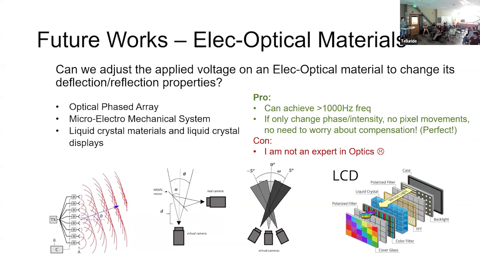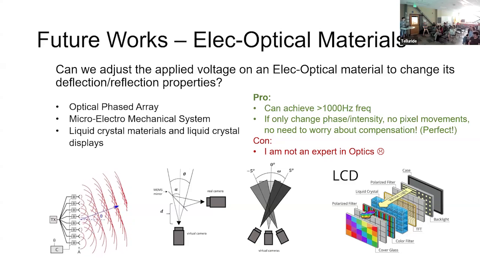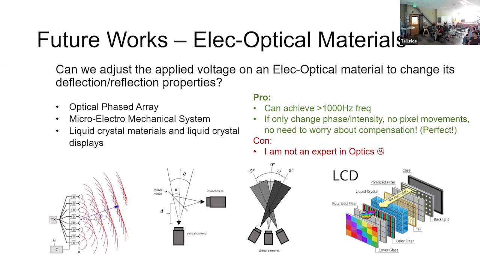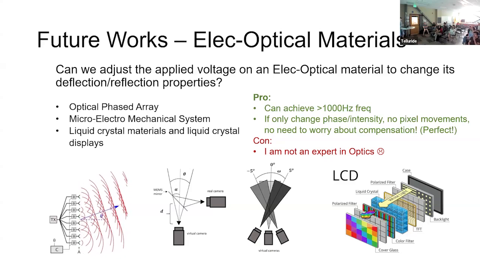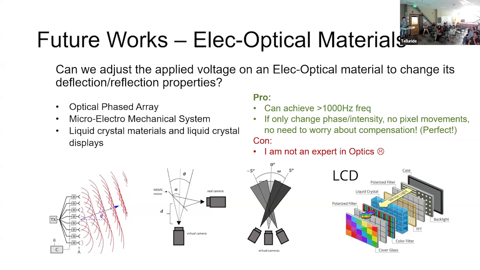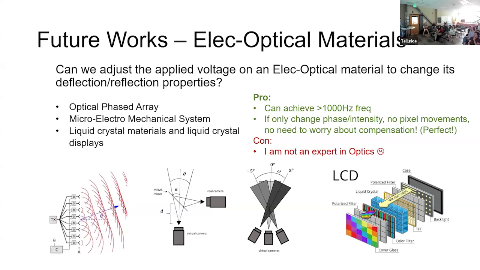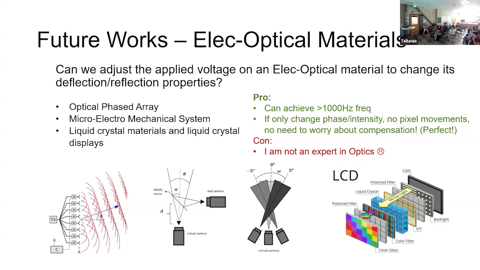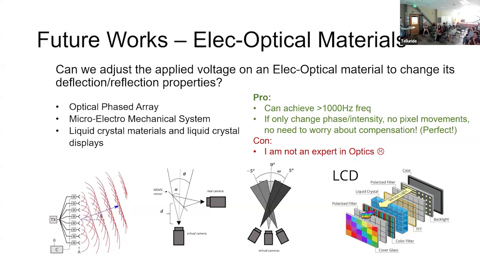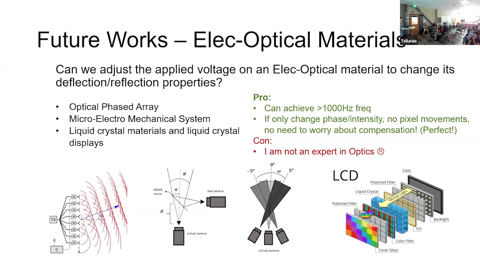Can we adjust the applied voltage or something like that on a material or a small optical device that can change the optical properties of that material or change the direction of the incoming light? There are some possible ways, but I'm not an expert in optics, so I don't know. Also, if we can change the intensity instead of moving the pixel, although we will jitter the events on each pixel, maybe we can get something useful by observing the number of events jittered at each pixel.